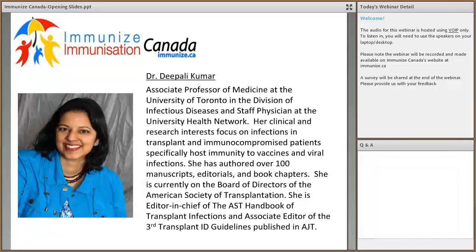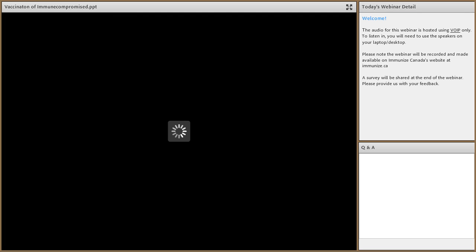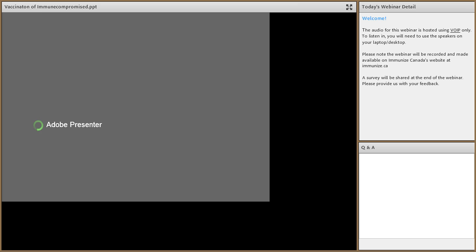Dr. Kumar is an Associate Professor of Medicine at the University of Toronto in the Division of Infectious Diseases, and she is a staff physician at the University Health Network. Her clinical and research interests focus on infections in transplant and immunocompromised patients, with specific interest in host immunity to vaccines and viral infections. Dr. Kumar has authored over 100 manuscripts, editorials, and book chapters, and is currently on the board of directors of the American Society of Transplantation. She's the editor-in-chief of the AST Handbook of Transplant Infections and associate editor of the third Transplant Infectious Disease Guidelines published in the American Journal of Transplant.